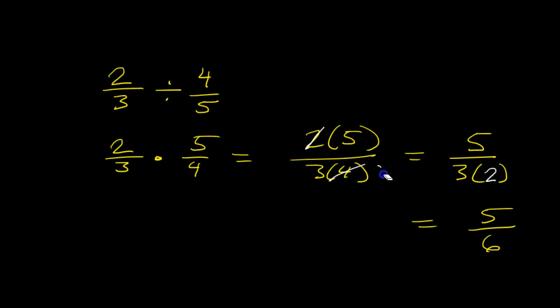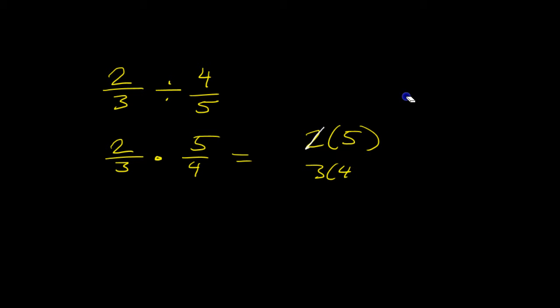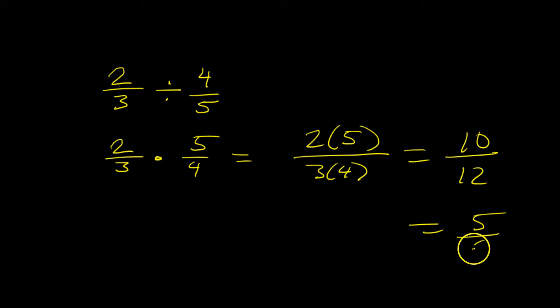Now, of course, I could have just multiplied everything together and divided afterwards, and I should get the same answer. So I could have done 2 times 5 is 10, 3 times 4 is 12, and then I could reduce, and this reduces down to 5/6. But I was just making a point.